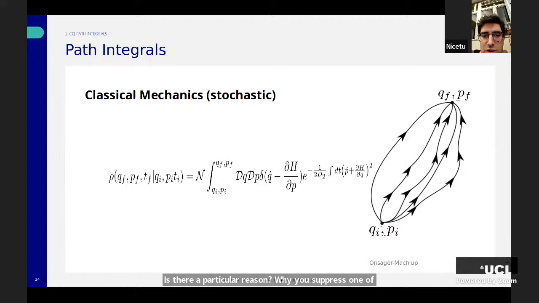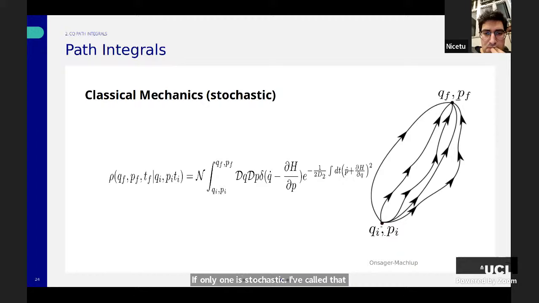Yeah, so it's interesting to not suppress the other one. I don't know if there's a word for it, but if we only suppress one equation of motion, if only one is stochastic, I've called that Brownian. You can also imagine allowing the other one.